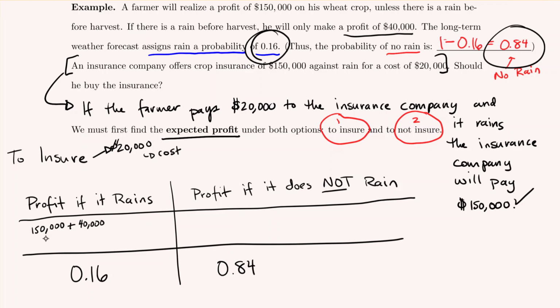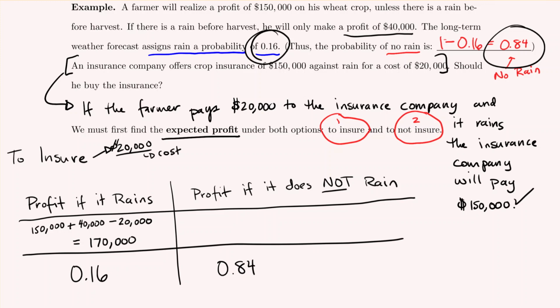Now this is the idea of revenue. We have to keep in mind that at the beginning we paid $20,000 for the insurance. So then we subtract out the $20,000 as our cost. So this is revenue minus cost is profit. And that total value, when you add it and subtract in your calculator, is $170,000. And that's related to our probability of 0.16 that it rained.